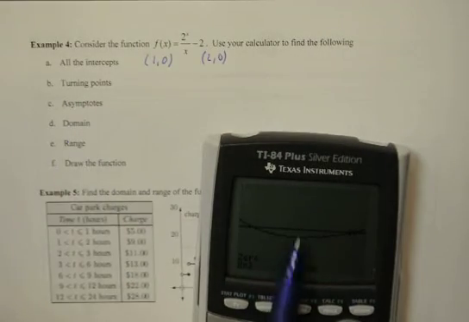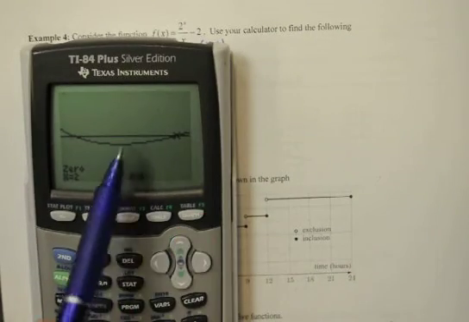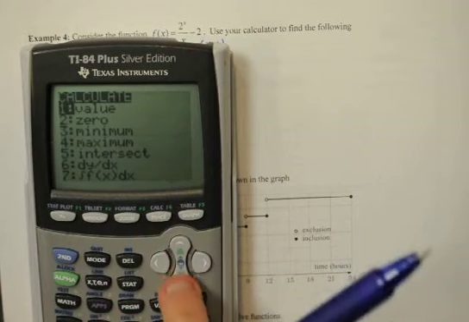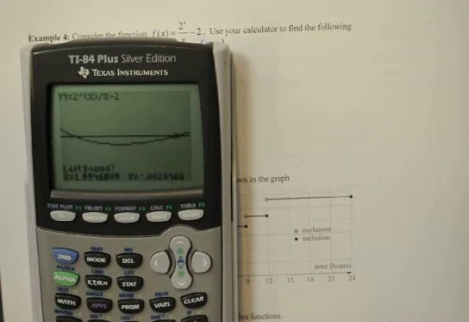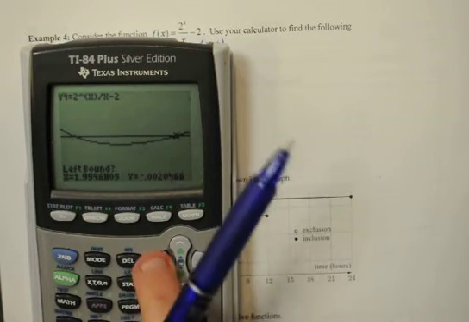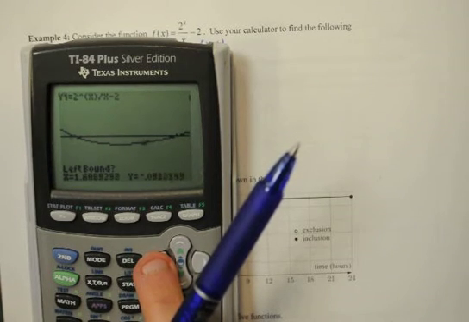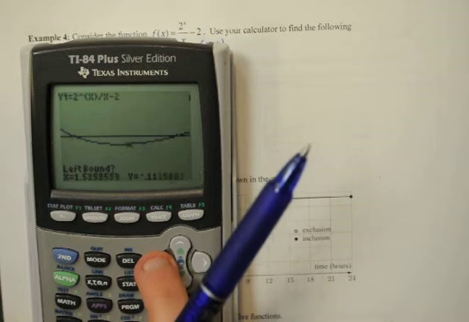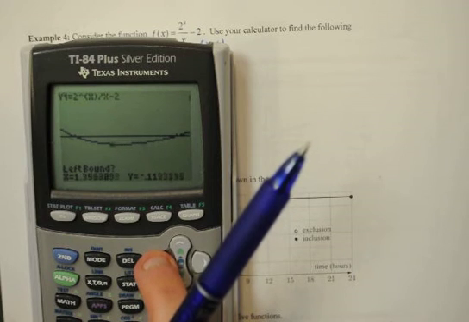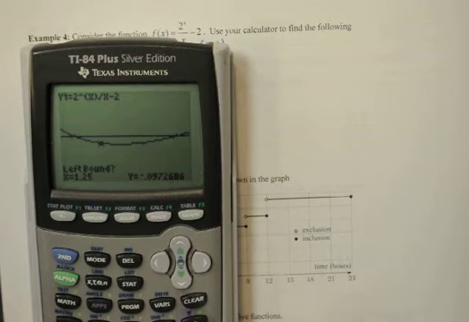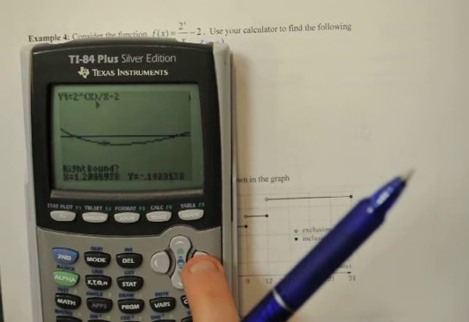So there's a turning point here. There's a minimum, so let's find that. Find that turning point. We're still zoomed in. Minimum. Go to the left of the minimum. And now I'm on the left side of this minimum. Now go to the right of the minimum.